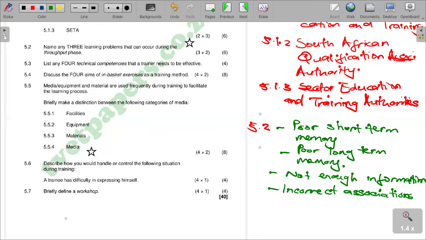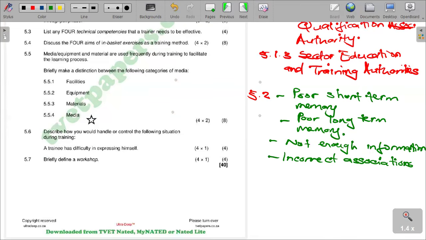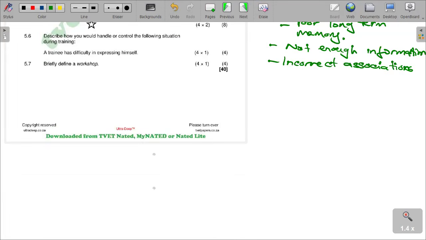Right. Let's go to 5.3. List any four technical competencies that a trainer needs to be effective. Right. We are going to list technical competencies that the trainer needs for him to be effective. A trainer needs to have adult training skill.